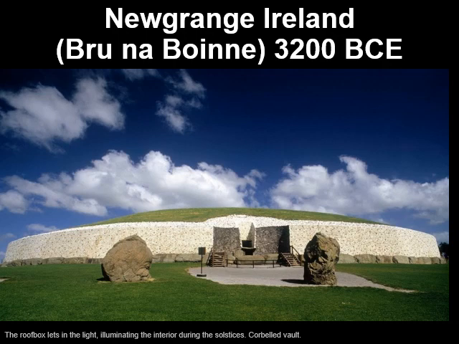Newgrange. This is a tumulus, but it's also meant to be more than that because it does receive light on the solstices coming through the roof box at the front, and it's meant for ceremonial purposes as well as more than just a tomb. They have found bodies here, but mostly it's meant for a ceremonial purpose. There would have been gatherings here, all kinds of celebrations and trade, and that corbelled system of architecture is featured here.